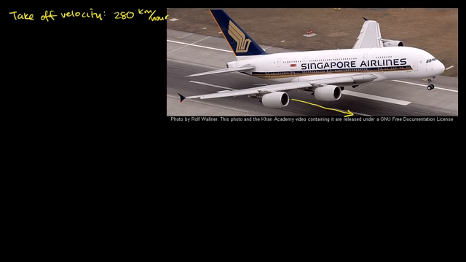And I also looked up its specs, and I'm simplifying this a little bit because it's not going to have a purely constant acceleration. But let's just say from the moment that the pilot says we're taking off to when it actually takes off, it has a constant acceleration. Its engines are able to provide a constant acceleration of 1.0 meters per second per second.